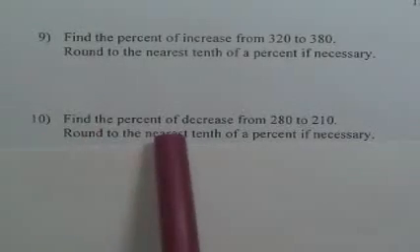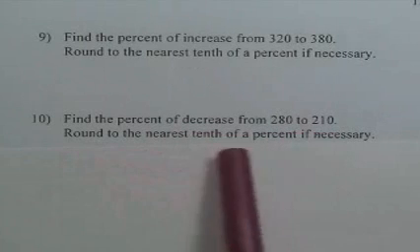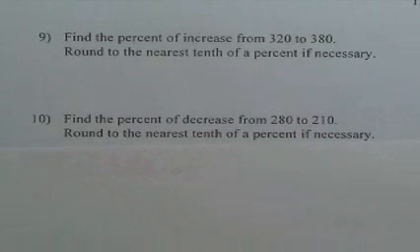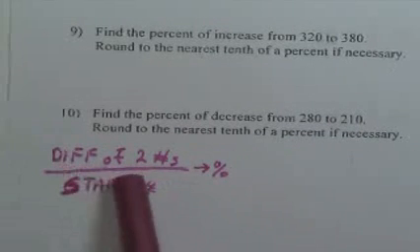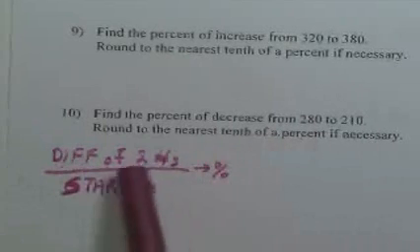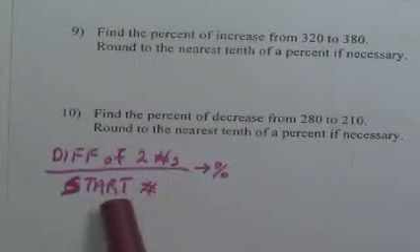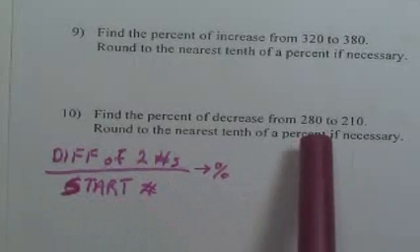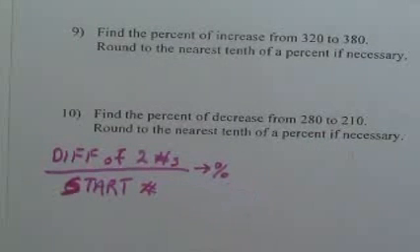Okay, on number 10, it says, find the percent of decrease from 280 to 210. Then round to the nearest tenth of a percent if necessary. In case you forgot how to do that, just a reminder, you take the difference of the two numbers. You subtract them, make it a fraction, over the starting number, which was 280. And then you change that fraction into a percentage.